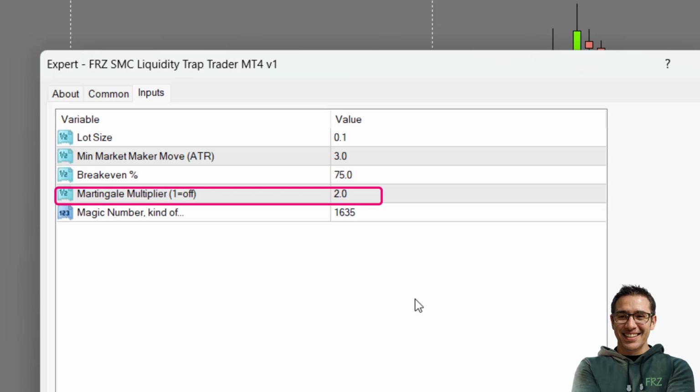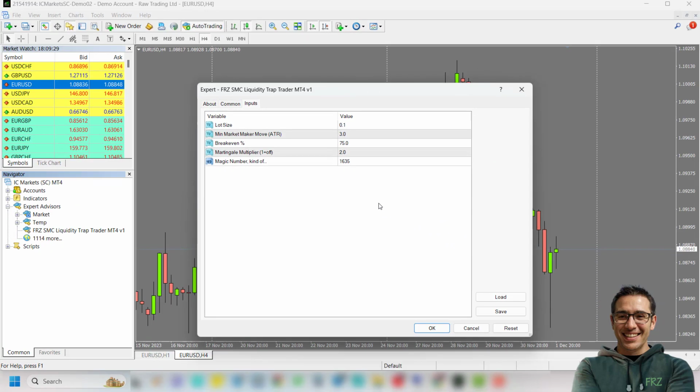If you do not want to use Martingale on losing trades, you can set this as 1. And on the other hand, Martingale can be risky, and if you use Martingale, always start with a small lot size. That's all about the EA settings. And it will work on any pair and any time frame.